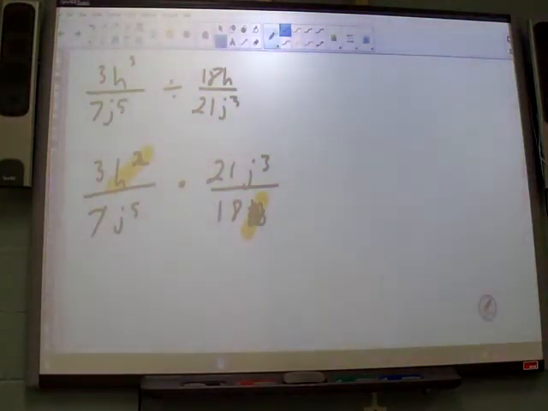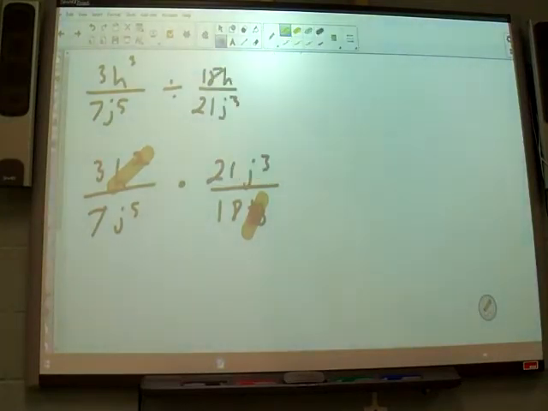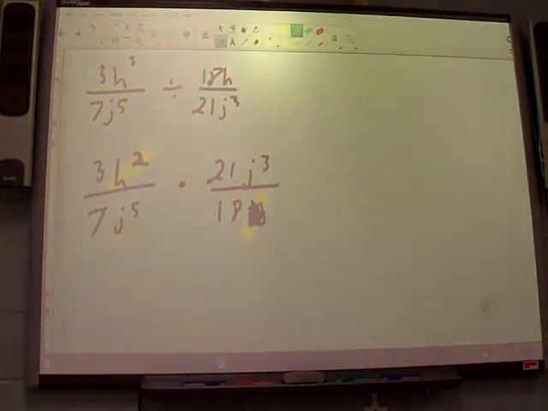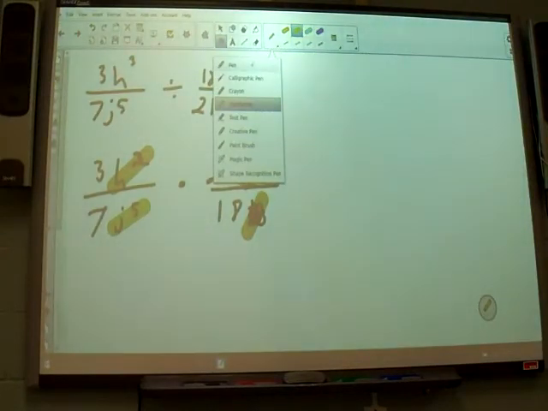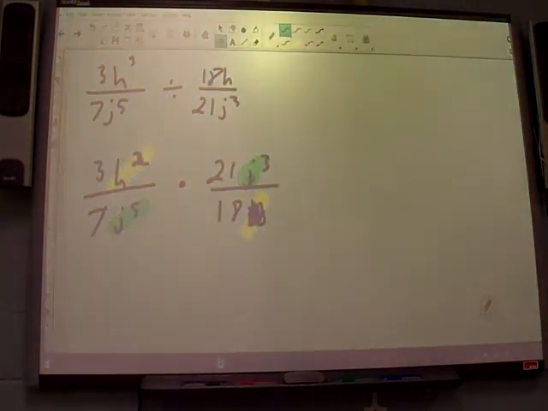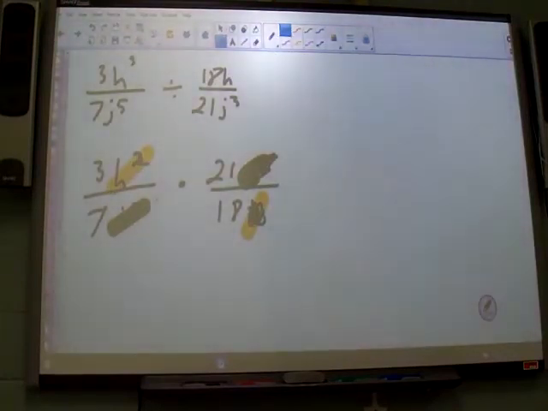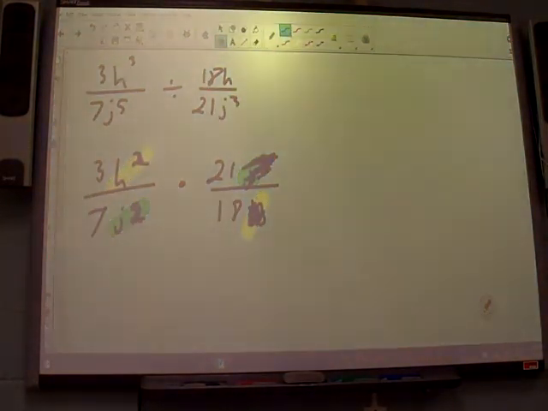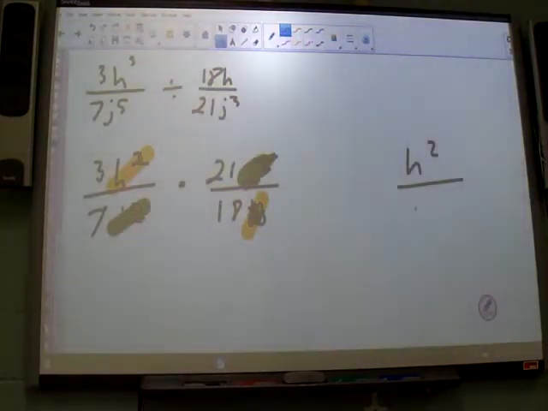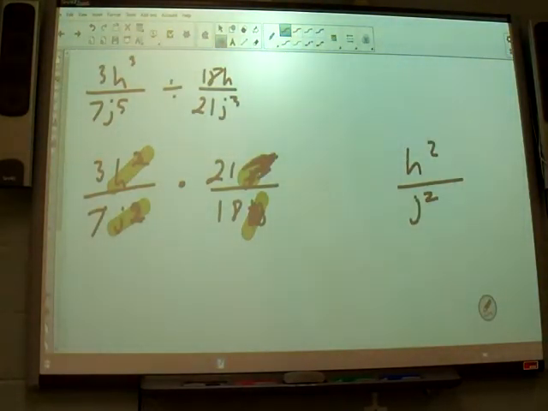Okay, let's go to my j's. Let's grab a different color highlighter. That j squared over j cubed would cancel. 3 minus 5 is negative 2, so this whole piece goes away. This one down here would be a j squared. So far, I'm going to have an h squared on top and a j squared on bottom.